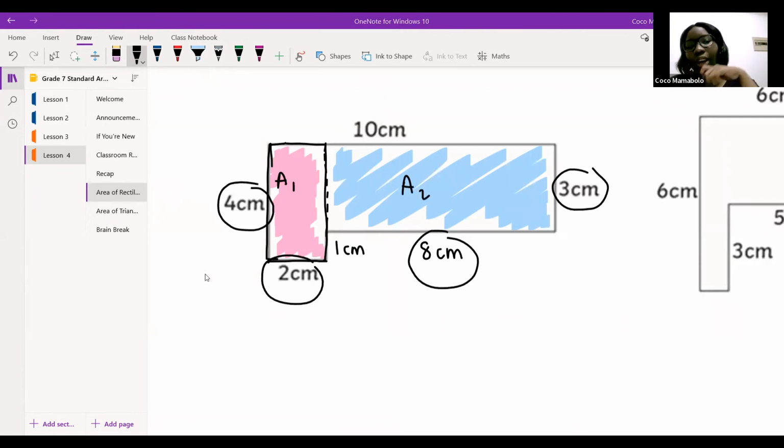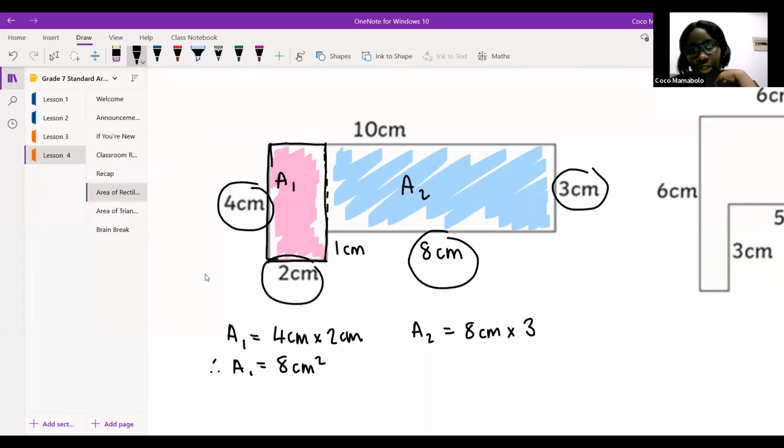Yes. Okay. I'm going to give you a minute. Go for it. Okay. A1 is equal to 4 centimeters times 2 centimeters. Therefore, A1 is equal to 8 centimeters squared. Excellent. Give me the answer for A2. A2 is equal to, calculate this big one for me. 8 centimeters times 3 centimeters. Okay, good. Therefore, A2 is equal to 24 centimeters squared.